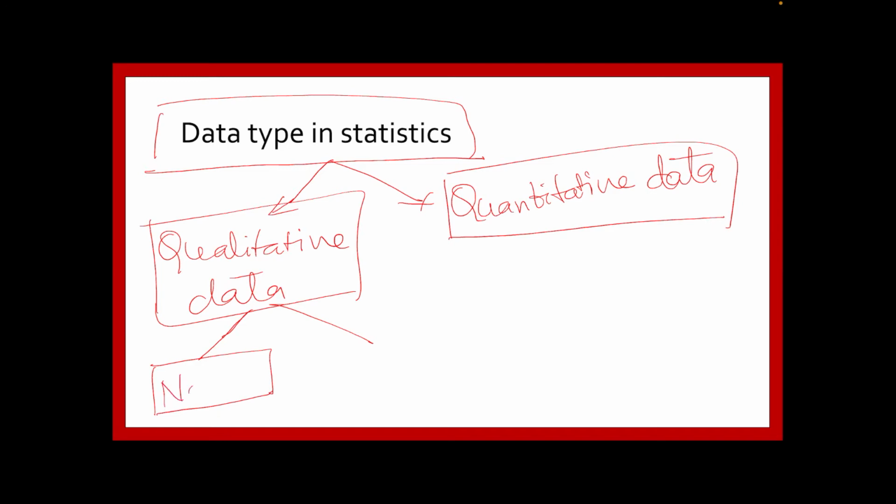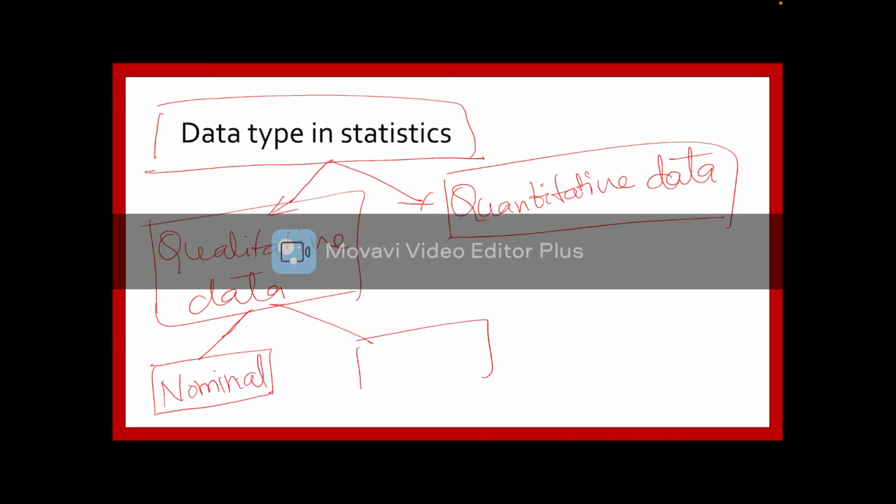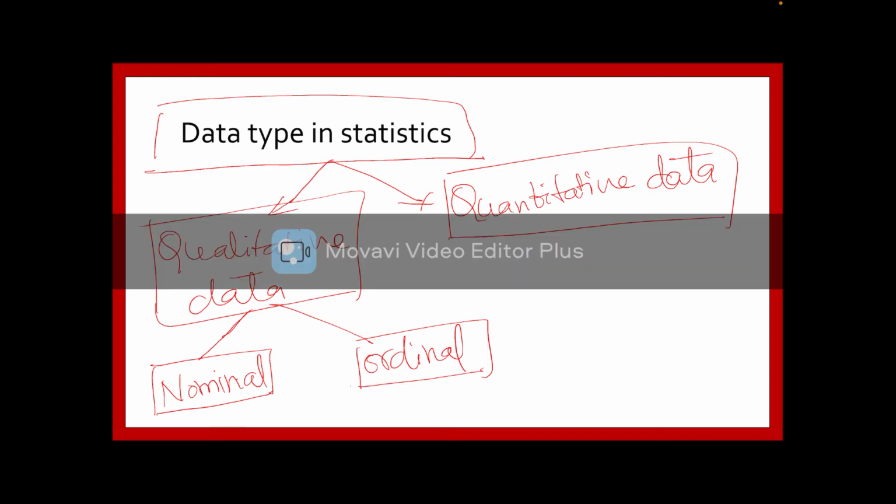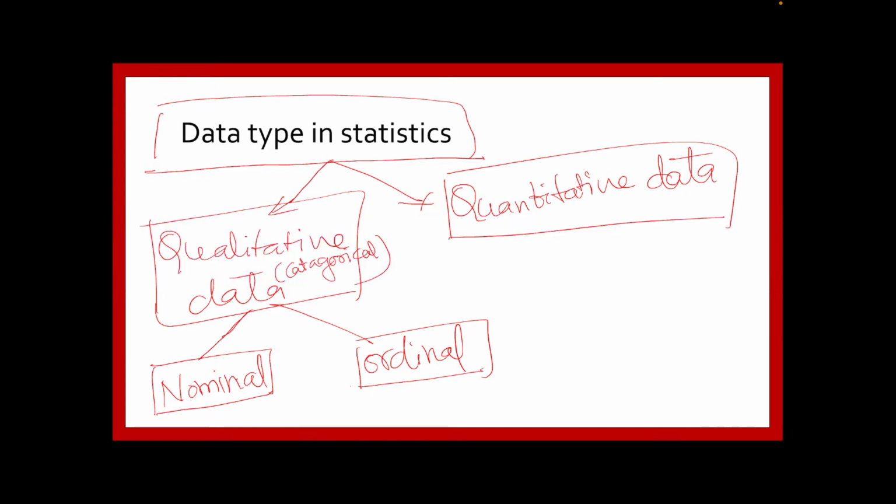It can be further classified as nominal data and ordinal. Nominal has only categories without any association, and ordinal has categories with some kind of association. So we can say this qualitative is categorical data also. Okay, so now coming to quantitative data.